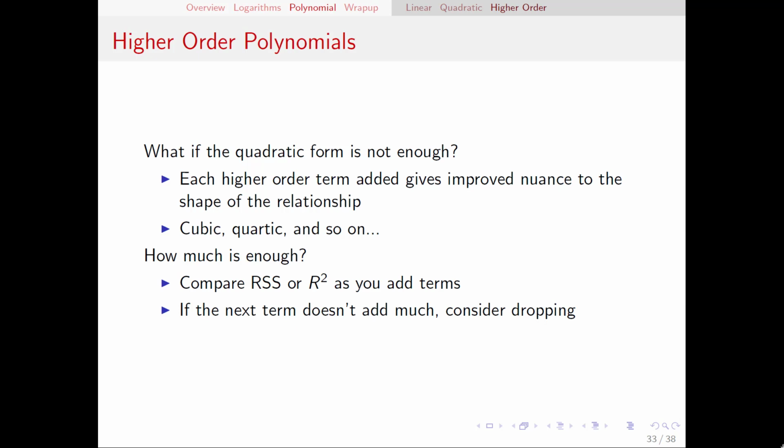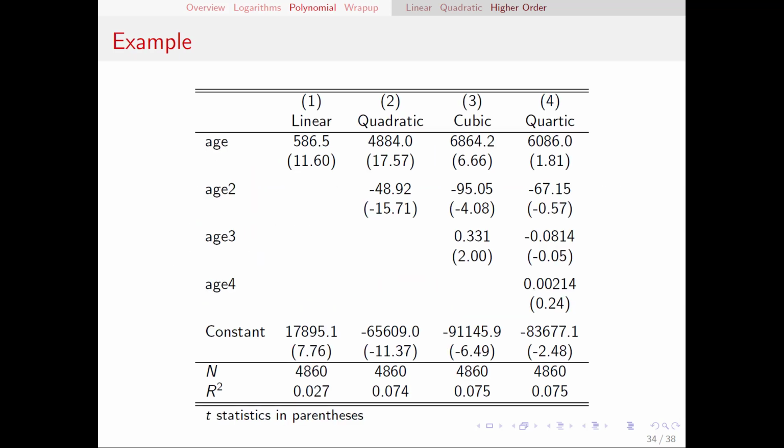Let's look at what happens to our wage-age regression as we add more terms. Here you can see a table where I have run all these regressions, adding in age to the 3rd and age to the 4th as we go to the right. So the first column you see, this is our linear equation. You can see this is the first equation we ran in this video, where the slope was $586. Next you can see the quadratic, which I also ran.